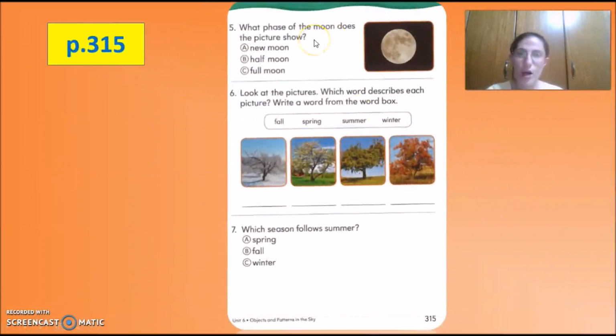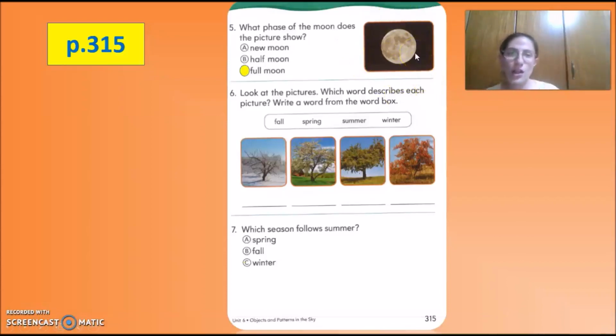Number 5. Which face of the moon does the picture show? A. New moon. B. Half moon. Or C. Full moon? Let's take a look at the picture. Which face of the moon does it show? Excellent. It is C. Full moon. Of course.